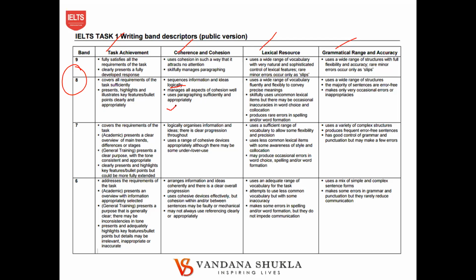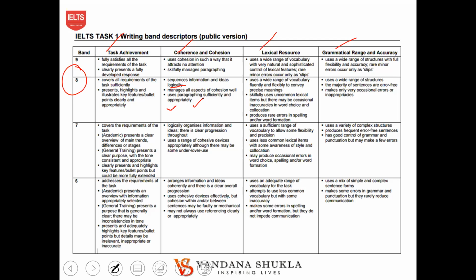Uses paragraphing sufficiently and appropriately. Yes, this is a very good point. It means that you are not giving excessive paragraphs. Your letter should not have 5 paragraphs, or your letter should not have 2 paragraphs. You know how many paragraphs you need to give in the letter. And that's what this point means. Coming to lexical resource, some students find it difficult. Uses a wide range of vocabulary fluently and flexibly to convey precise meanings.